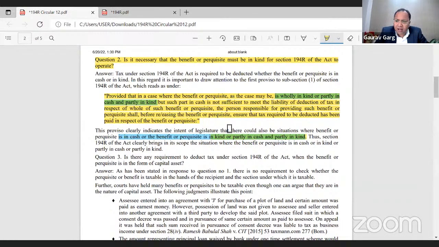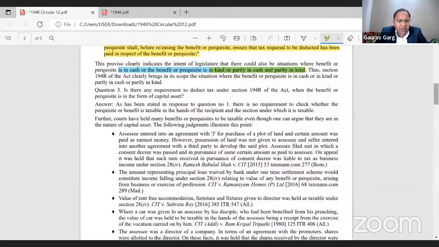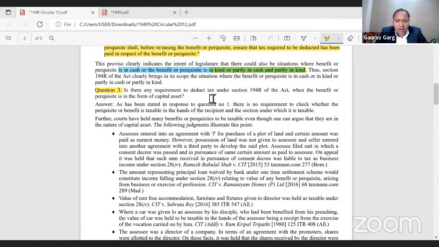Now let's move on to question number 3. Question number 3 is again simple. It says when the benefit or perquisite is in form of capital asset, the answer is yes, even if the benefit is in form of kind, it does include capital asset. So if you are giving benefit in the form of capital asset, then certainly it will invite application of 194R.